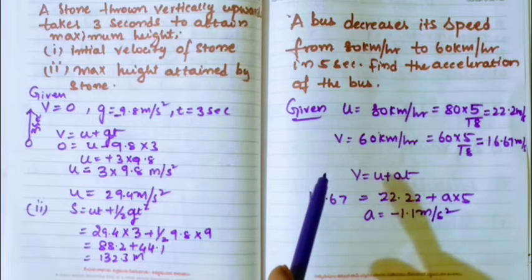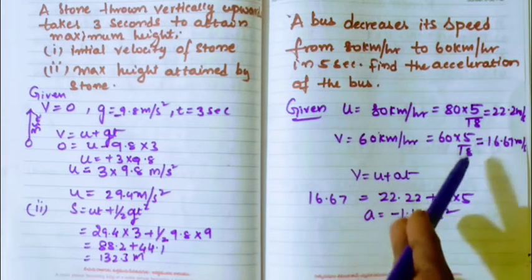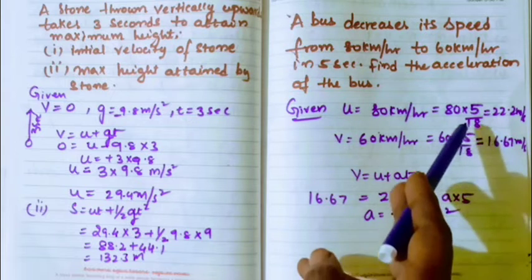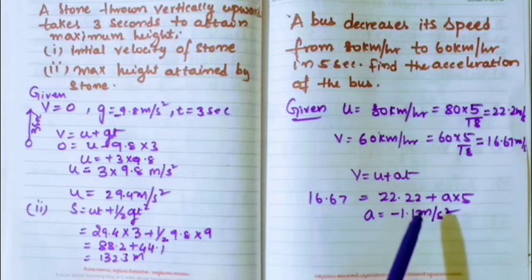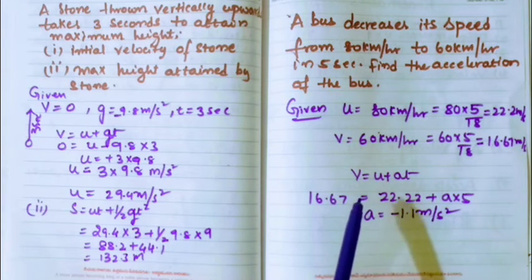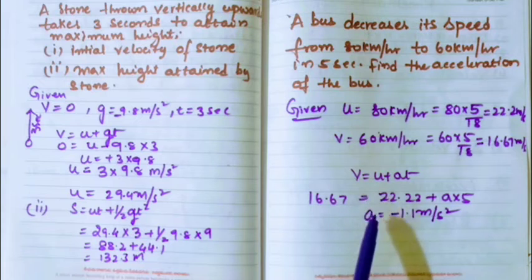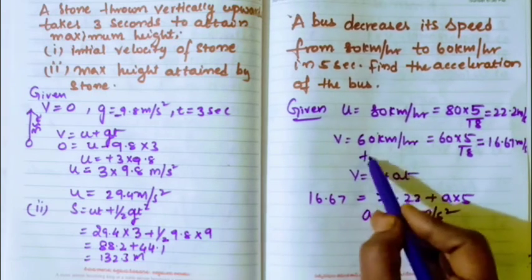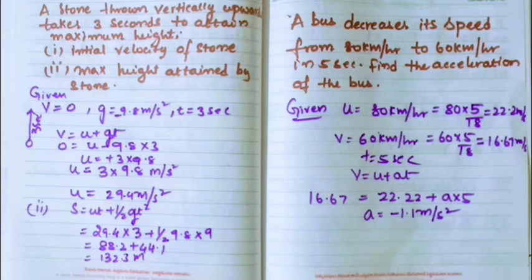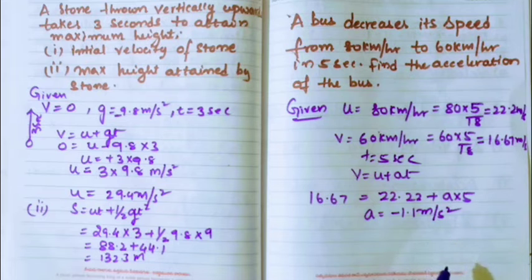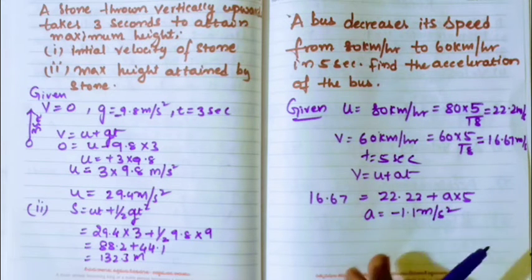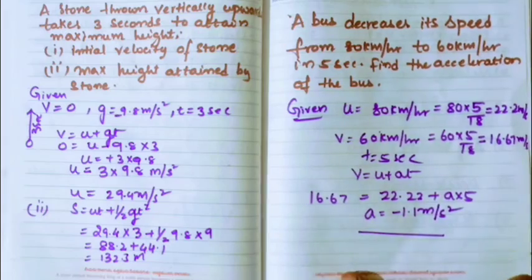So we know the initial velocity and the final velocity. Just convert into meters per second by multiplying with 5 by 18. This is important. Then we use the equation v is equal to u plus at. As we know v, we know u, and the time is 5 seconds, we can easily solve this. Acceleration is minus 1.1 meter per second square. As the bus started at 80 kilometers per hour and decreased to 60 kilometers per hour, we are getting negative acceleration, that is retardation.